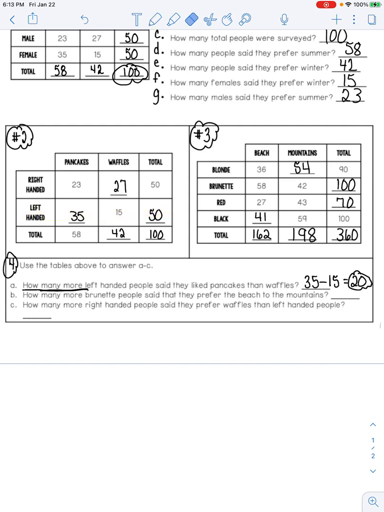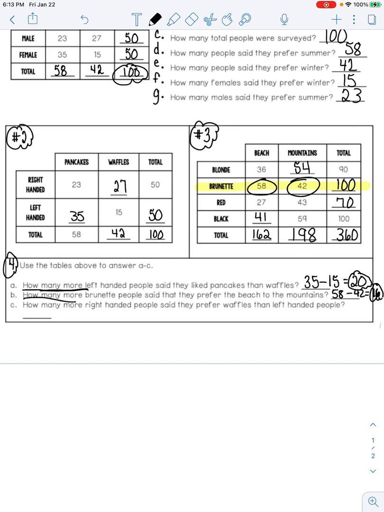Let's try 4B. 4B says, how many more brunette people said they prefer the beach to the mountains? So that looks like over here. Brunette. Okay, so it says, how many more brunette people said they prefer the beach? Well, 58 brunette said they prefer the beach. And 42 brunette said they prefer the mountains. How many more? I'm going to subtract. 58 minus 42 is 16. So 16 more brunettes prefer the beach to the mountains.